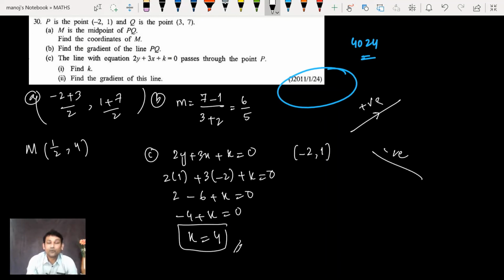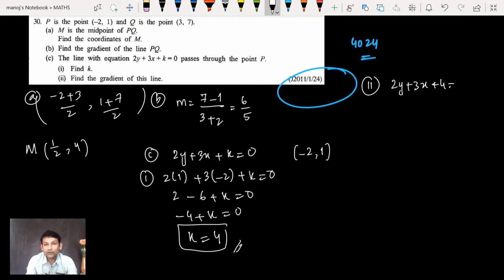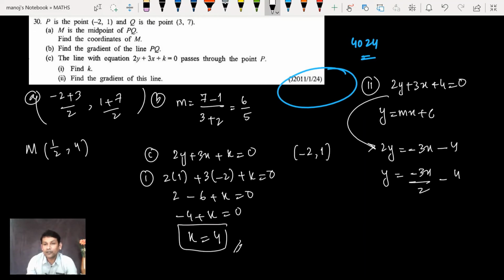Find the gradient of this line. Okay, I have discussed with you how we can find a gradient from a straight line. To find the gradient from the given equation, you have to convert this equation. The value of K was unknown, but K is plus 4. We have to convert this equation into y equals mx plus c form. So it means you have to make y the subject. 2y equals minus 3x minus 4. y equals minus 3x upon 2, and minus 4 upon 2.